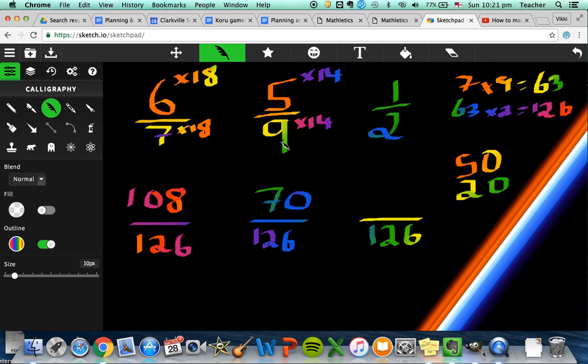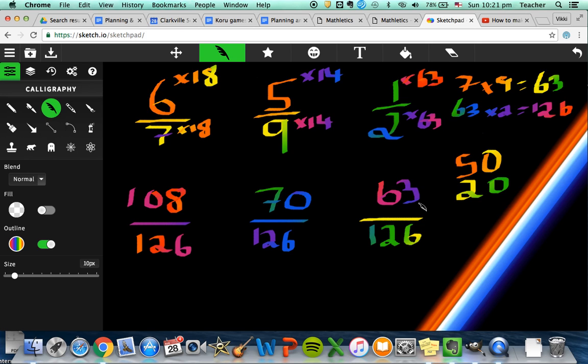We did 7 times 9, you can see it up here. 7 times 9 is 63. So that means we did 7 times 9 times 2. So we multiplied this 2 by 63. So we have to multiply the top by 63. 1 times 63 is 63.